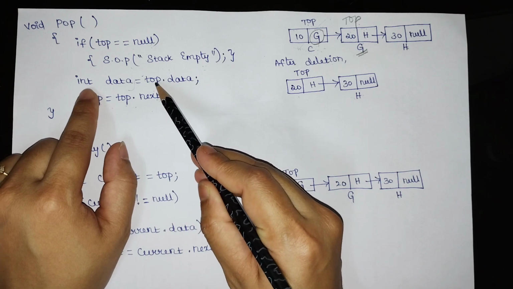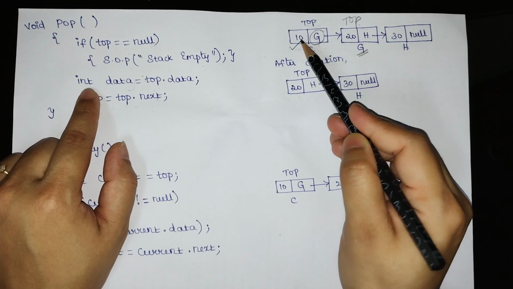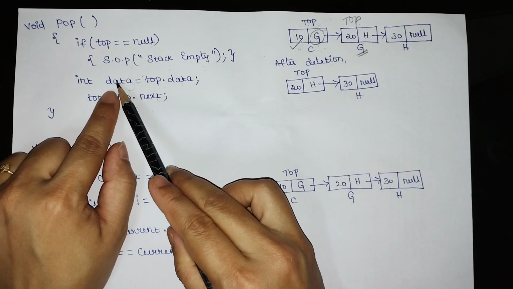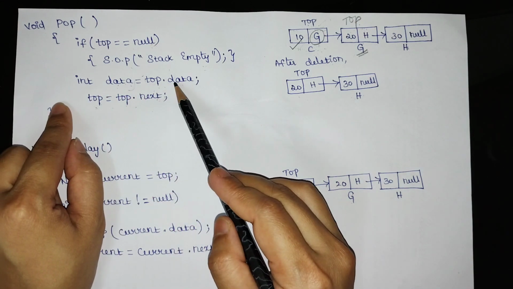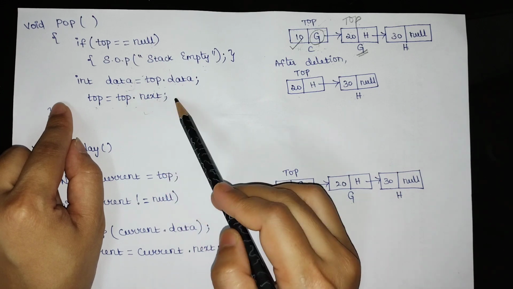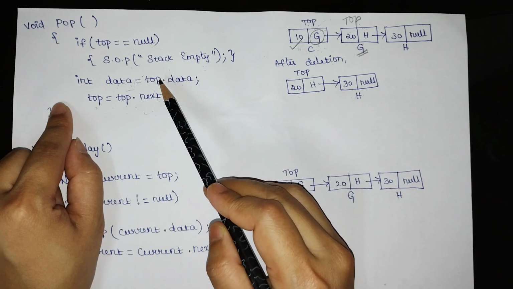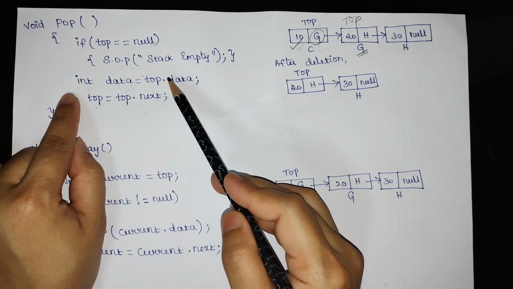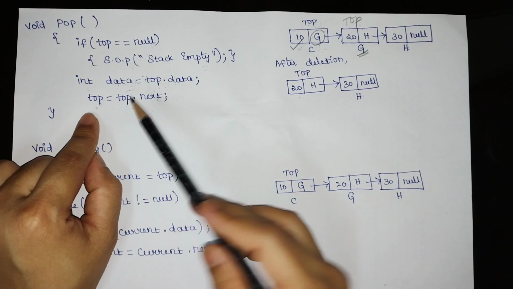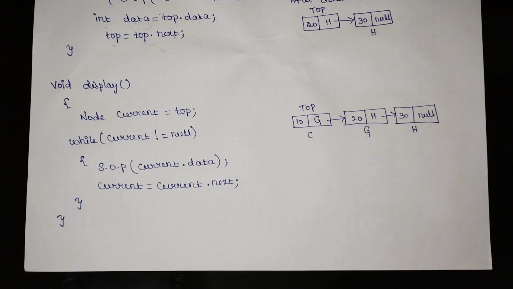You can see, first I accessed this data value, that is top dot data. Top dot data is 10. First I accessed this value, and then I stored that value into a variable called data, because in future if I want to display the value that I just popped out, I can use this data and display that. This is the element I deleted or popped from the stack. For that purpose, I'm taking the top data first and assigning it to a variable of type integer. After that only I'm going to change my top location. So this is the operation for pop in linked list. Insertion is happening at the beginning, and deletion is also happening at the beginning.